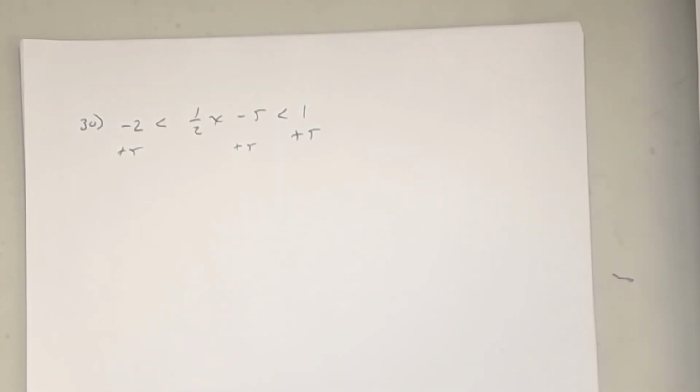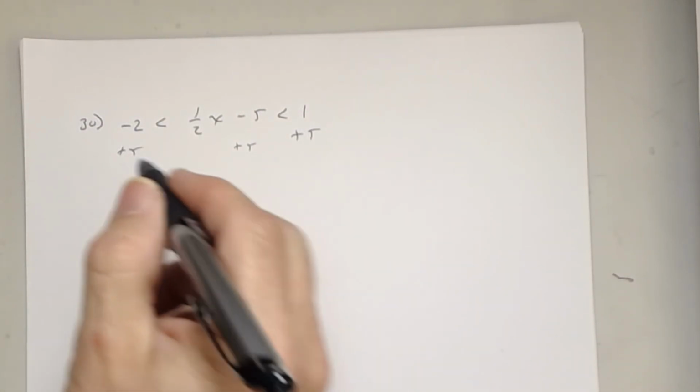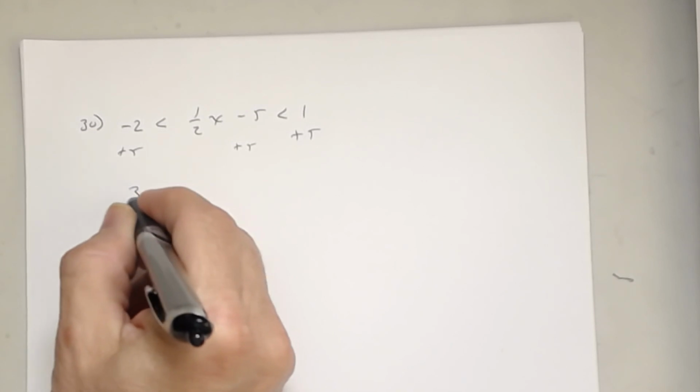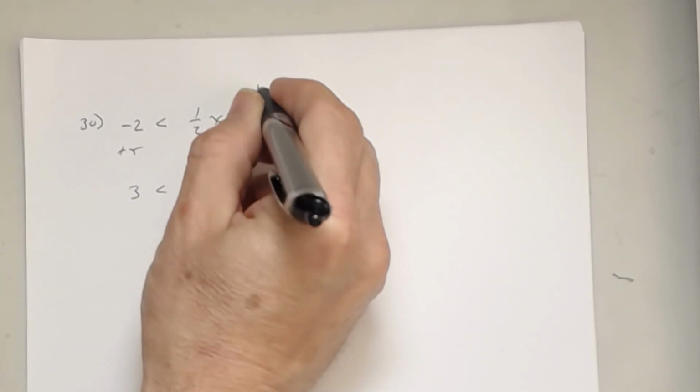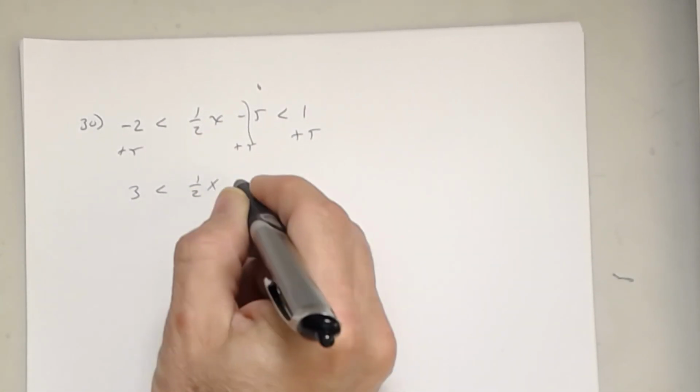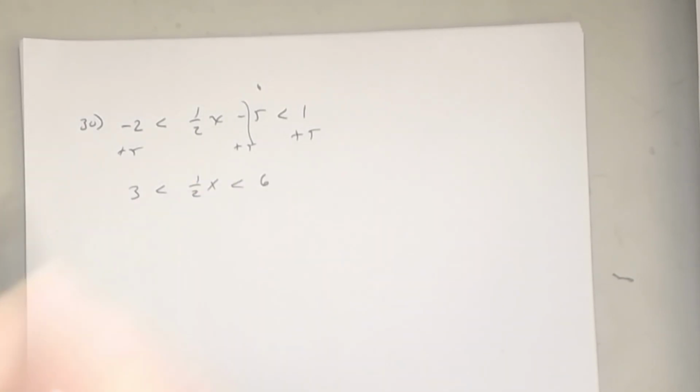And notice what happens next. So when I do that and I combine like terms, negative 2 and 5 is 3. So 3 is less than what, though? 1/2 x. And that's less than 6. All right, so that's where I'm at. Now let's talk about the LCD. What's the LCD? 2. So I'm going to multiply all parts by 2.